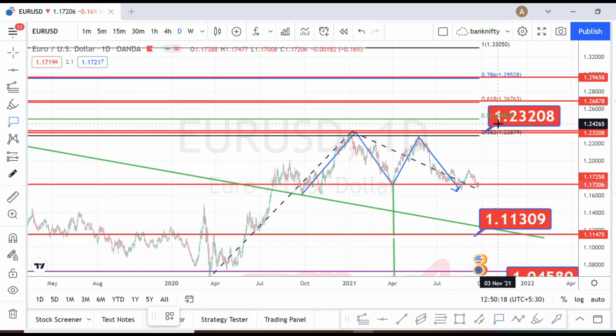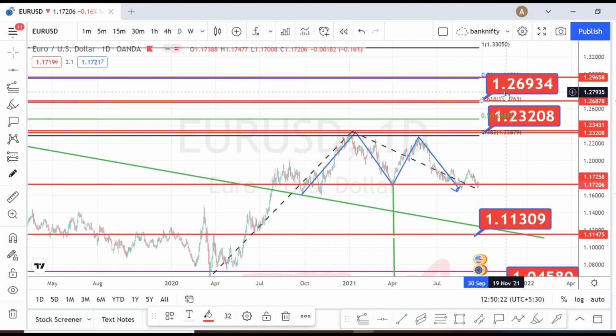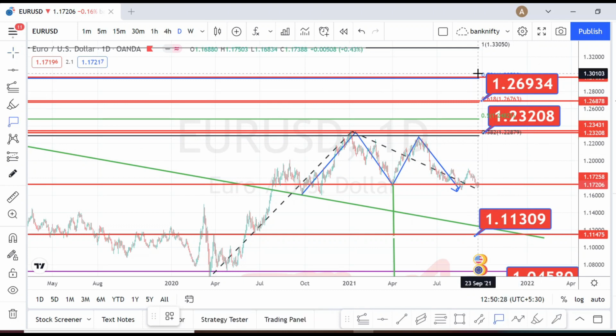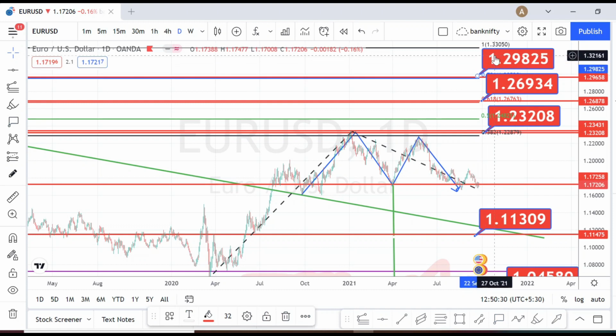If it breaks 1.23208, then next resistance is going to be 1.26934, and if it breaks that range, next resistance is going to be 1.29825. I'm expecting next week's trading range is going to be within this range.